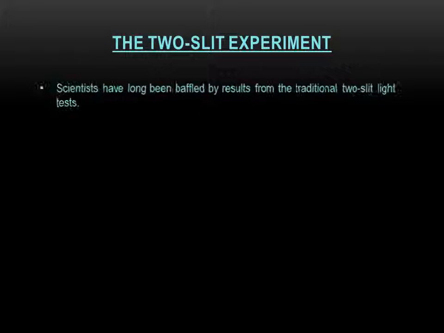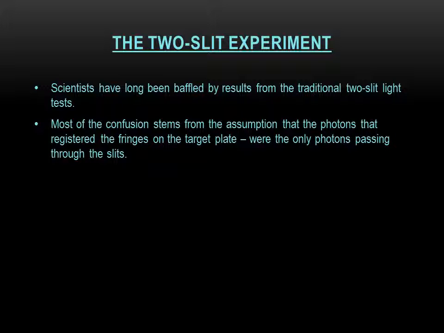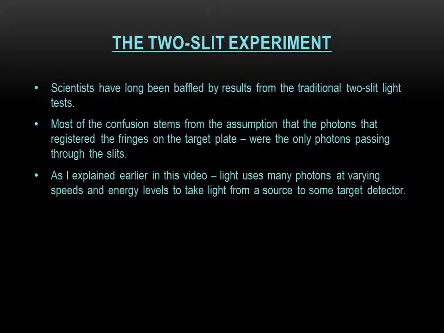Scientists have long been baffled by results from the traditional two-slit light tests. Most of the confusion stems from the assumption that the photons that registered the fringes on the target plate were the only photons passing through the slits. As I explained earlier in this video, light uses many photons at varying speeds and energy levels to take light from a source to some target detector.